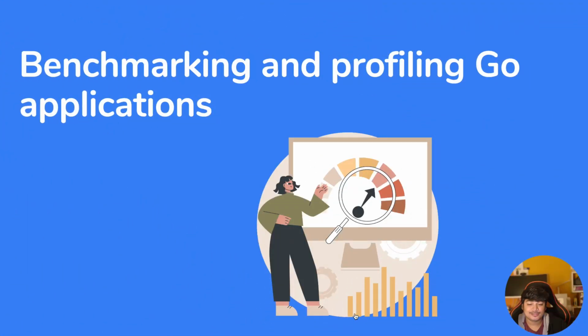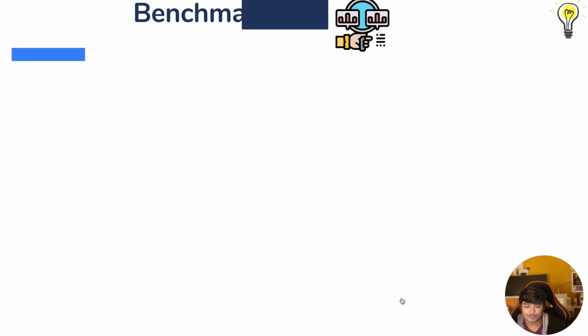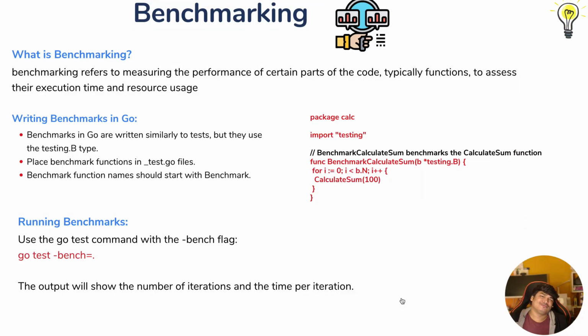Now let's learn about benchmarking and profiling in a Go application. Now you might ask me, Sandeep, what exactly is benchmarking? Benchmarking refers to measuring the performance of certain parts of the code, typically a function, to assess their execution time and resource usage.